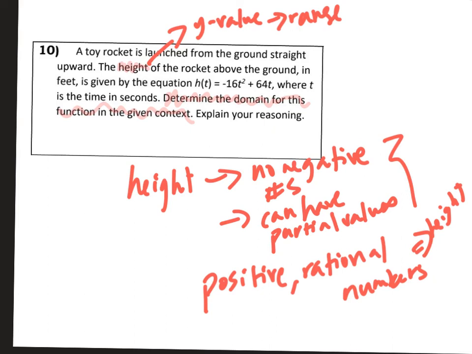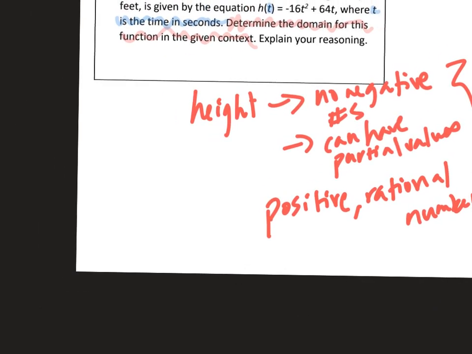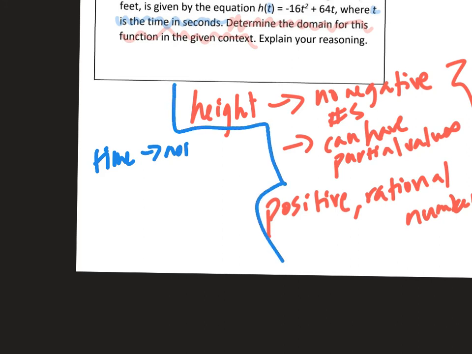When we're thinking about domain, we want to think about what's that value inside. It's just that value t, the time in seconds, right? So when we're thinking about time, time can't be negative, so no negative numbers. Let me just block this off. No negative numbers, right? And then also, you can have partial values. Like you can have 1.5 seconds, you can have 1.25 seconds, right? So can have partial values.